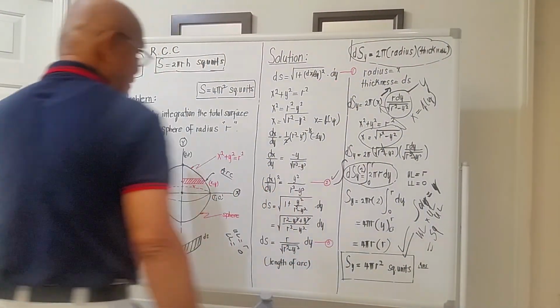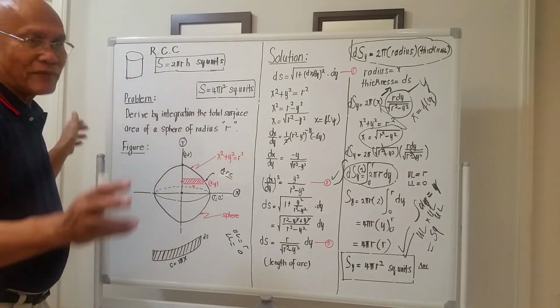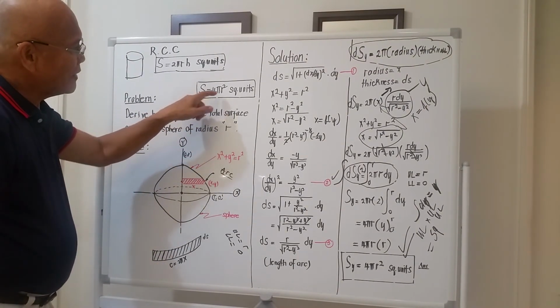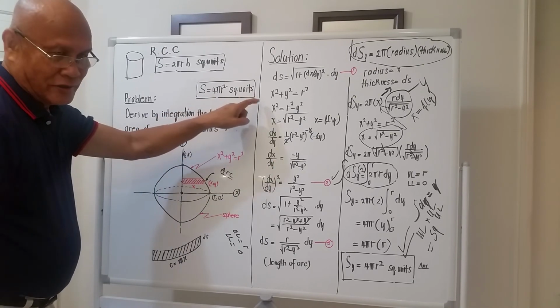That's it guys. Final note, total surface area for a sphere will be 4 pi times the square of the radius, square units.